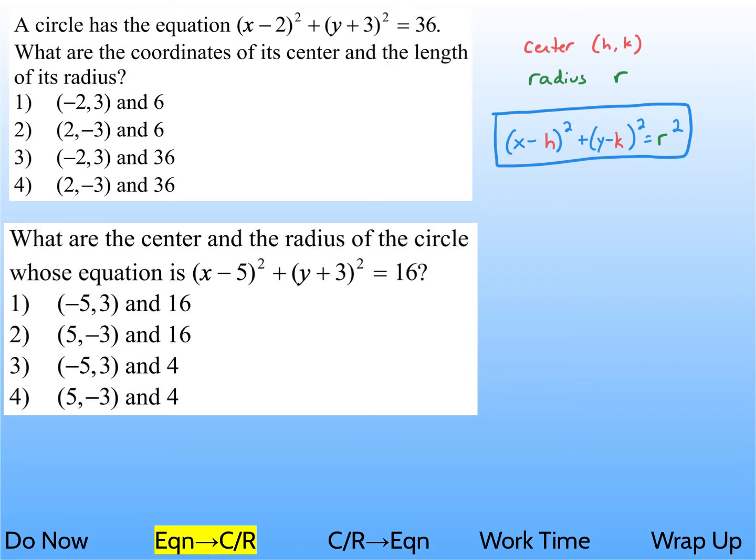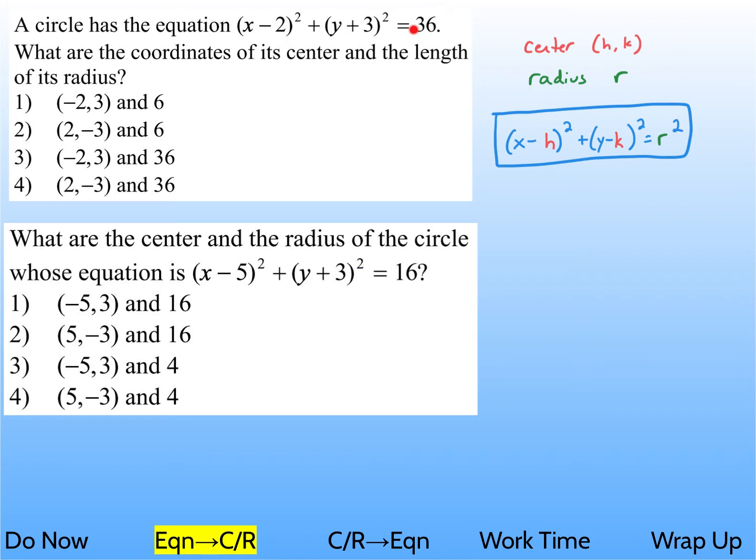Now, the important thing here is this minus sign for the center basically just means that when you're looking at the equation, what you want to do to find the center is switch the sign. Because if you think x minus 2, well, that would mean 2 is the h. And if it's y plus 3, that's the same as y minus negative 3. So basically you want to switch the sign for the center. And it's always equal to the radius squared.